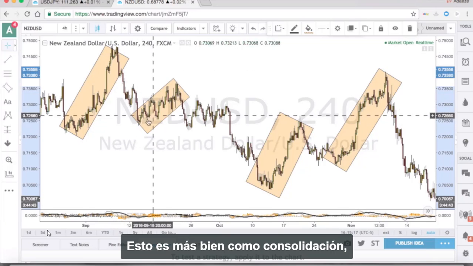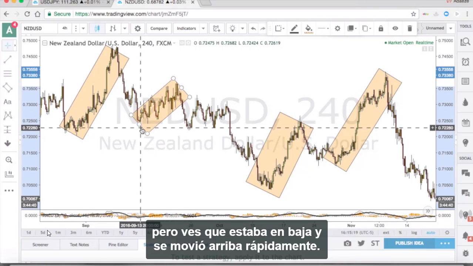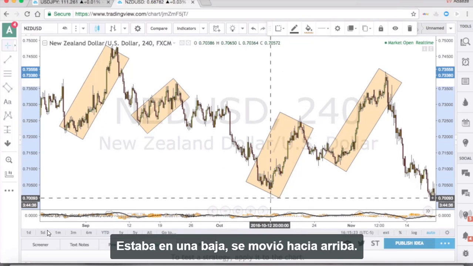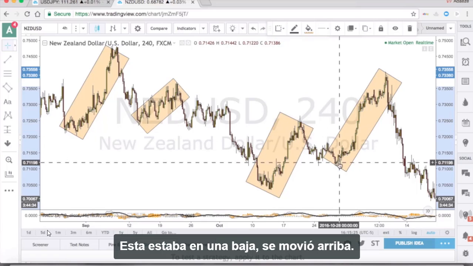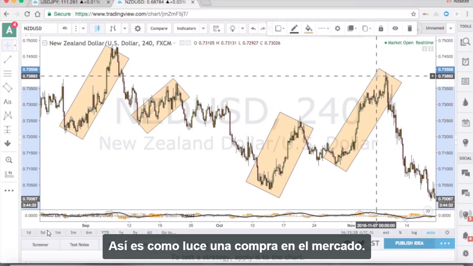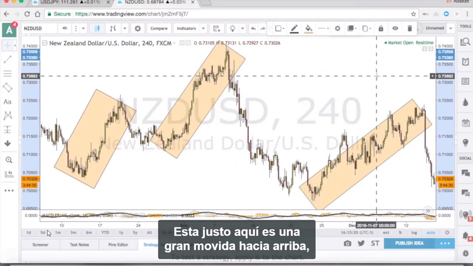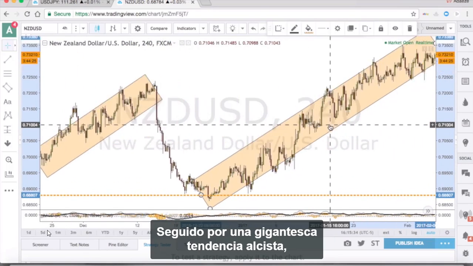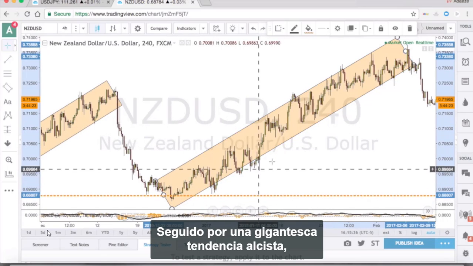Same here. This is really more of a consolidation, but you see it was at a low and it moved up quickly. Here's another good example. It was at a low, moved up. This was at a low, it moved up. So this is what a buy looks like in the market. This right here is a very big movement to the upside, followed by a huge up trend.